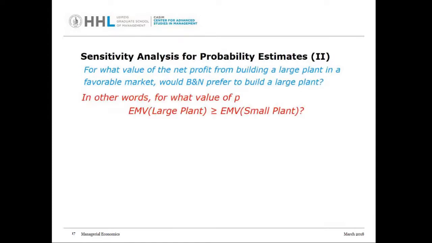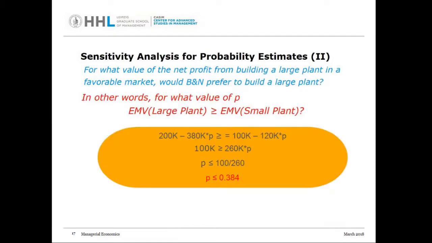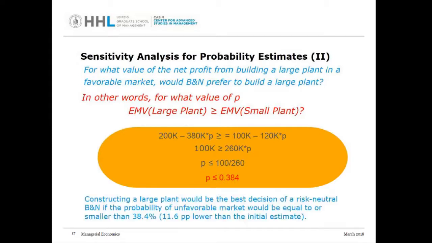And what we get, again, is a comparison as a function of P, and it says that if the probability of unfavorable market were 38.4% or smaller, then a large plant would be the optimal decision for a risk-neutral Barnes & Noble. So we have about 11.6 percentage points lower than the initial estimate. Rather a big difference, so we could conclude that the analysis is pretty robust.